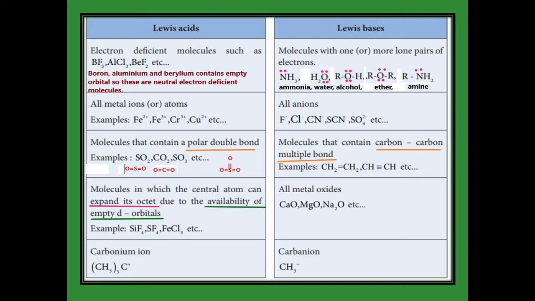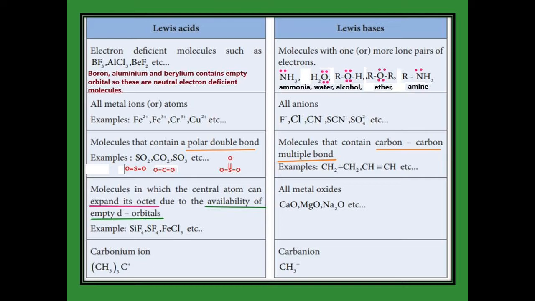In these examples, nitrogen possesses one lone pair of electrons, and oxygen possesses two lone pairs. See ammonia, NH3: nitrogen contains one lone pair. Then water, H2O: oxygen contains two lone pairs. In alcohol, ROH, oxygen contains two lone pairs. Ether, ROR: oxygen contains two lone pairs. And amine, RNH2: nitrogen contains one lone pair. So these all contain lone pairs, and they have the property to donate electrons, so they are Lewis bases.